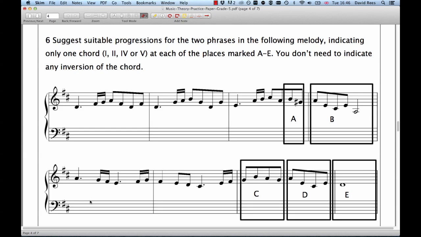Question 6 says, suggest suitable progressions for the two phrases in the following melody, indicating only one chord, 1, 2, 4 or 5, at each of the places marked A to E. You don't need to indicate any inversion of the chord.